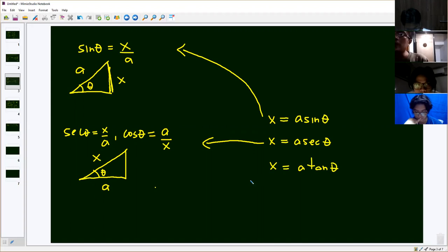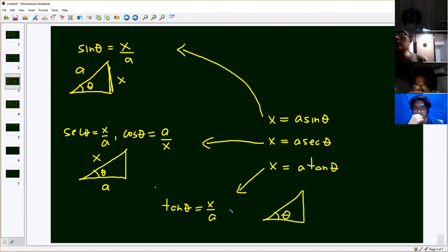Now, the third one, ito yung may kinalaman sa problem you're currently solving. It follows that if X is A tan, then tangent is X over A. So, if tan is X over A, then in your triangle for which ito yung theta mo, tangent is opposite over adjacent. You see that? You see the difference between the three? So yan ang gagamitin ninyo.